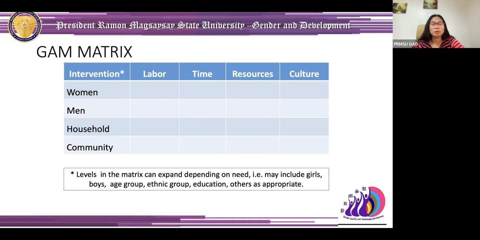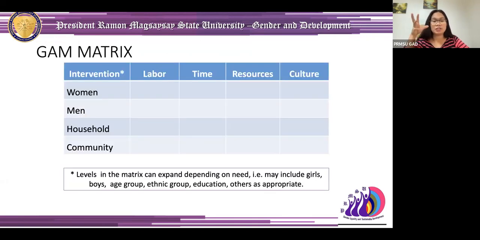I am hoping that when you go to your communities, ayan, mai-incorporate na natin si gender and the gender analytical matrix or the GAM. So you have here, pwede kayong gumawa ng columns: how the labor is affected, how the time is affected, how the resources are affected, and even the culture, how are they affected. Tapos dito nga, we have here women, men, household, and how the community as a whole is affected by the program. Okay. So gamitin po natin to. How do we use this?